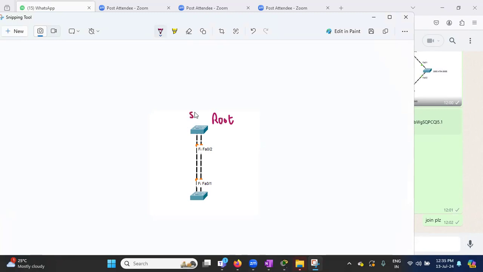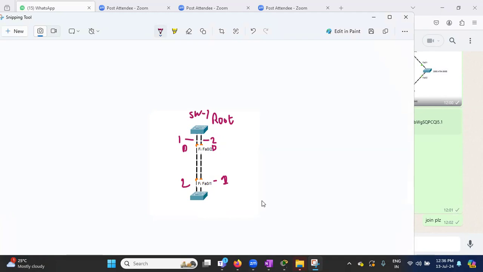Consider switch number 1 is the root switch. Tell me. This is port number 1. This is port number 2. This is port number 2. This is port number 1. This is DP. So only one path, yeah, DP, and the other one. Which port will be the root port?